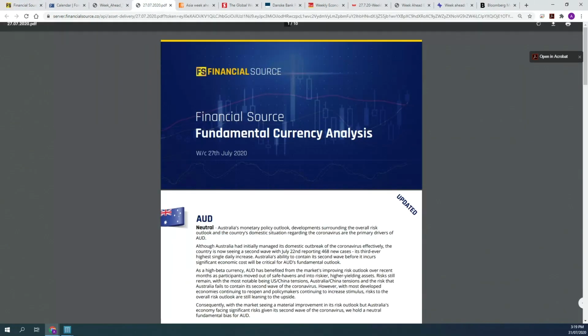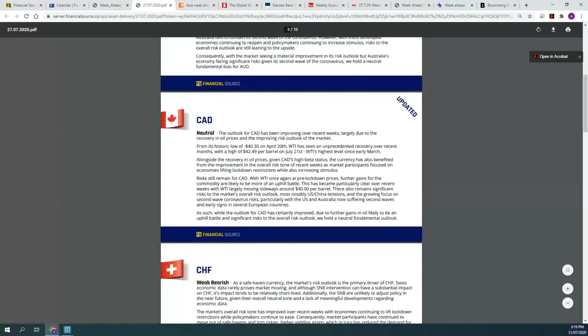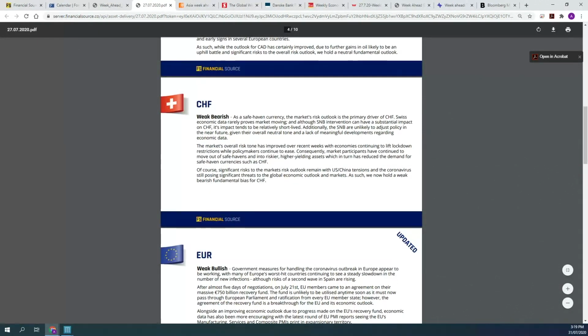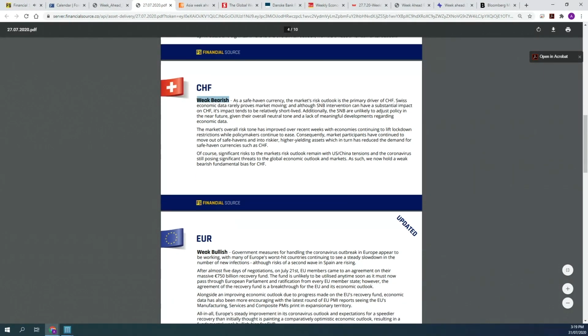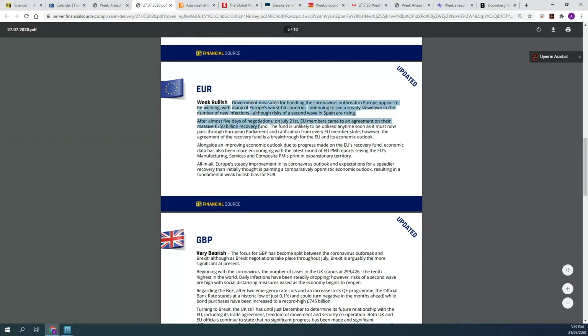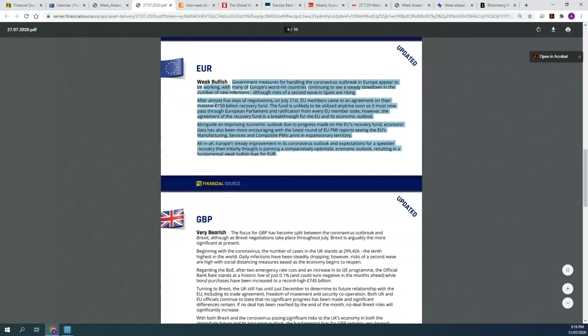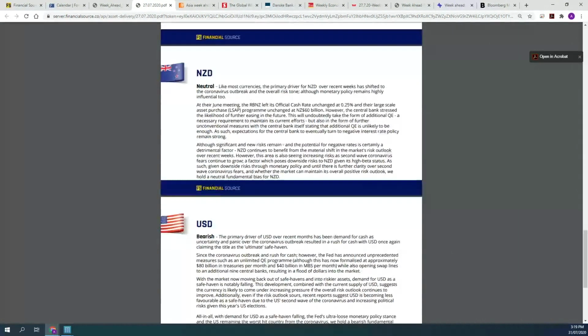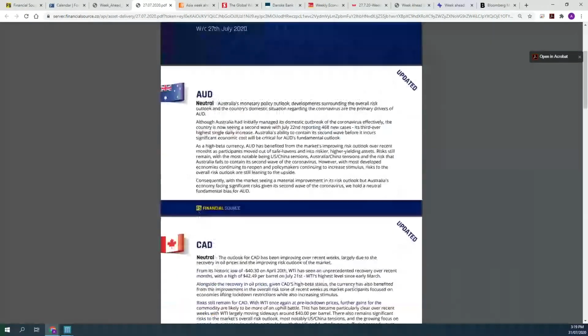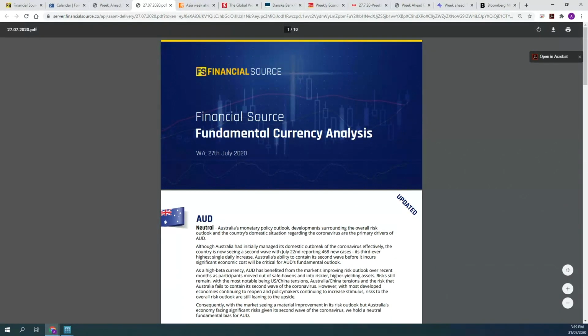Then the second one, as we said, is the fundamental currency analysis report. This goes through each one of the major currencies, provides a current baseline bias for that currency, and provides a detailed rationale of exactly why we are holding that particular bias. So always a good one to start the week with.